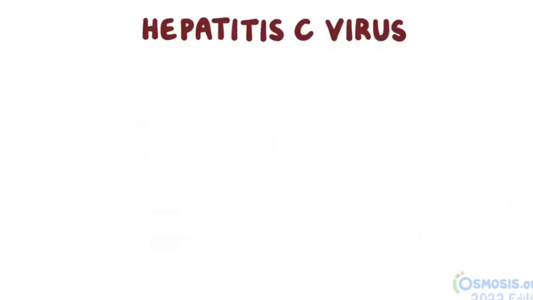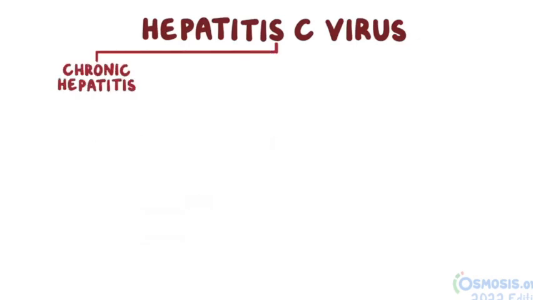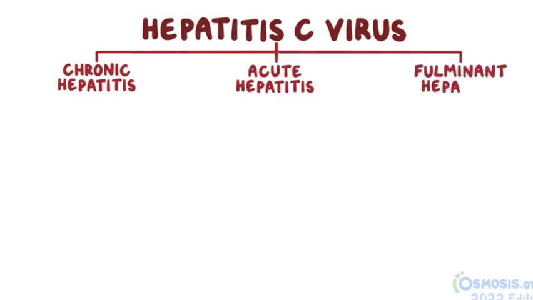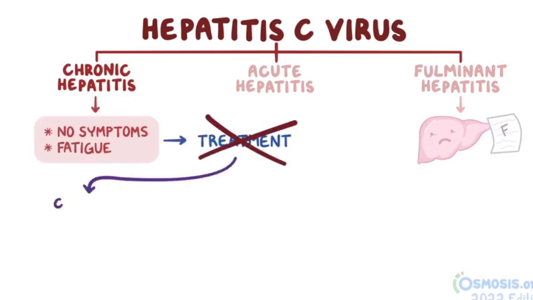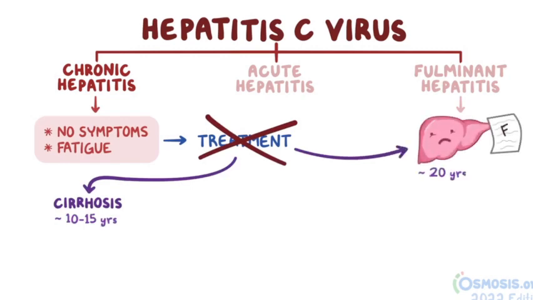Hepatitis C virus causes 3 types of disease, most commonly chronic hepatitis, but it can also cause acute hepatitis, and rarely fulminant hepatitis that quickly progresses to liver failure. Chronic hepatitis usually has no symptoms, but sometimes fatigue may be present. Without treatment, it usually progresses to cirrhosis within 10 to 15 years, or liver failure after 20 years. It also greatly increases the chances of getting a type of liver cancer called hepatocellular carcinoma.